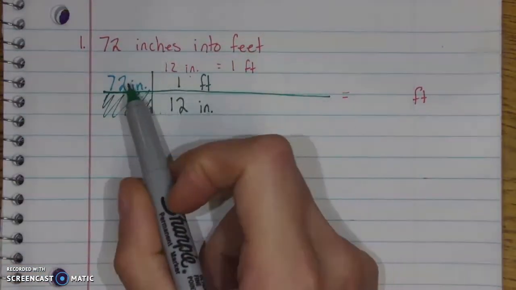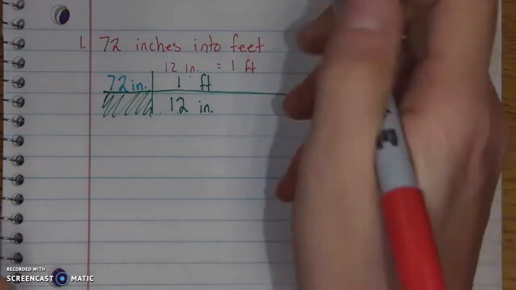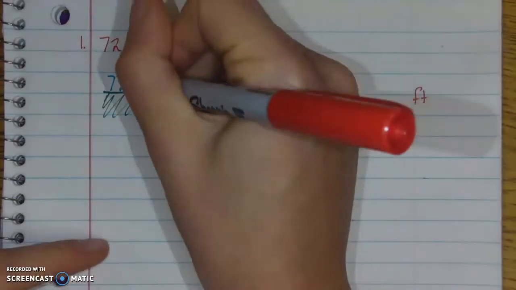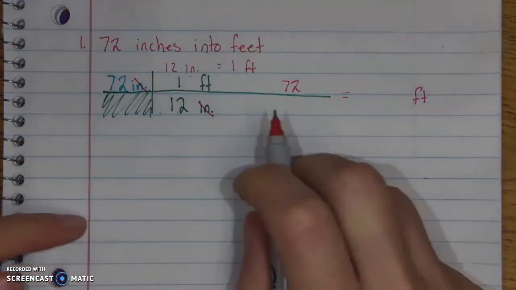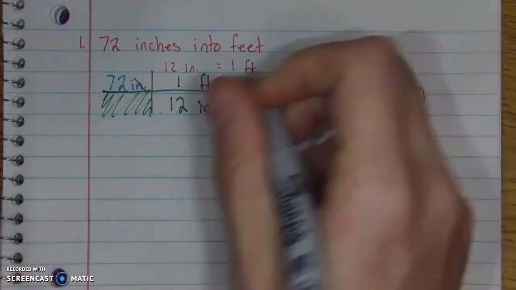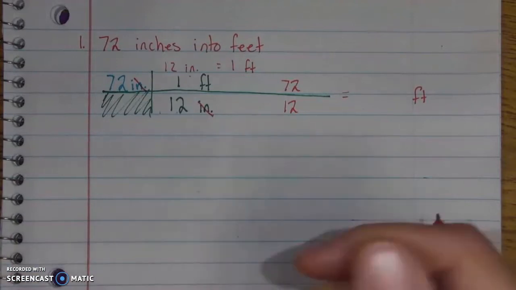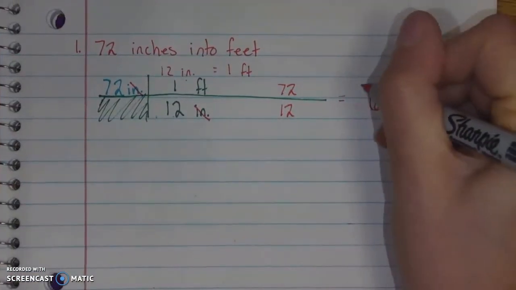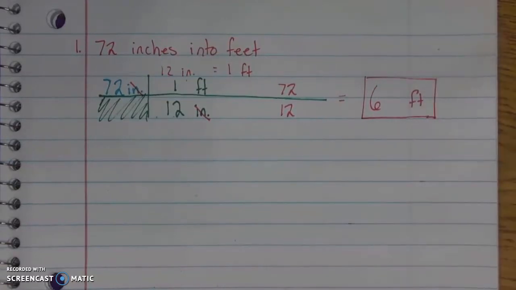Now this gives me 72 times 1 across the top, which is just, of course, 72. And don't forget, our inches are canceling out along the bottom. And on the bottom, since I just have 12, let's write 12 down there, which means I'm left with 72 over 12. And 72 divided by 12 gives me an answer of 6. So I end up with 6 feet as my final answer. You must have units in order for an answer to be correct.